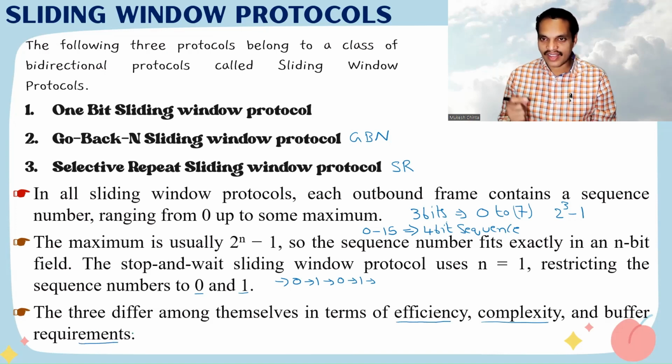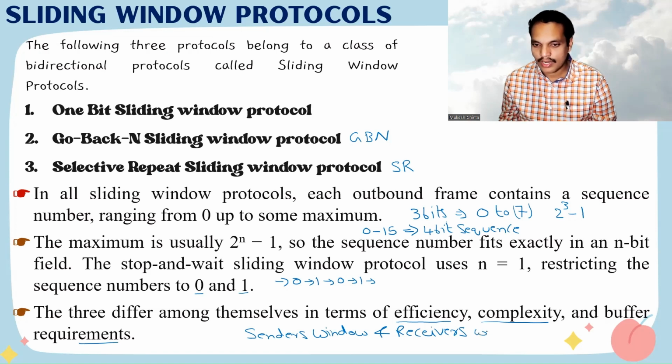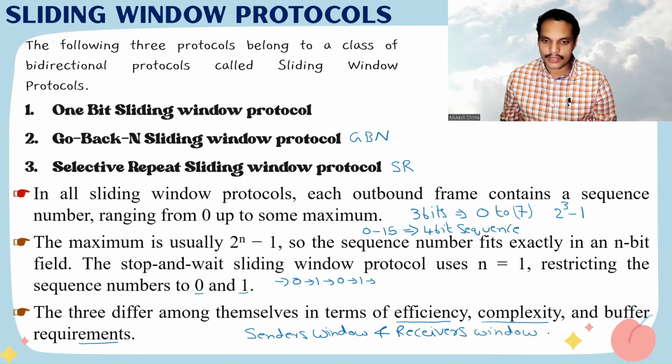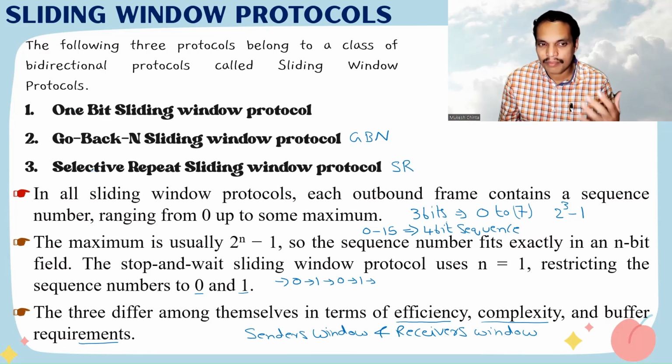Now, if you want to understand where the complexity is and what these buffer requirements are, you have to understand 2 terms called the sender's window and the receiver's window. These terms are very important when you're talking about these 3 protocols. Let me explain what these 2 terms are. These 3 protocols differ in terms of efficiency, how good they are, complexity, how complex they are to implement, and finally, the buffer requirements at both the sender and receiver.